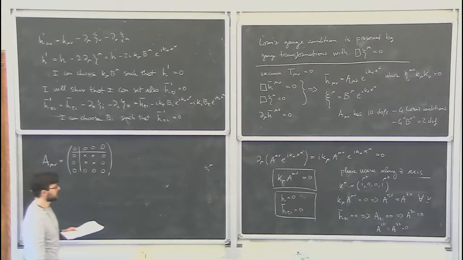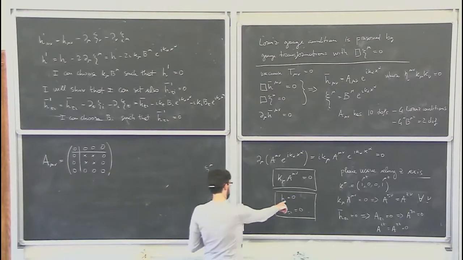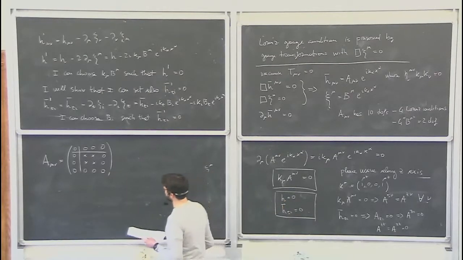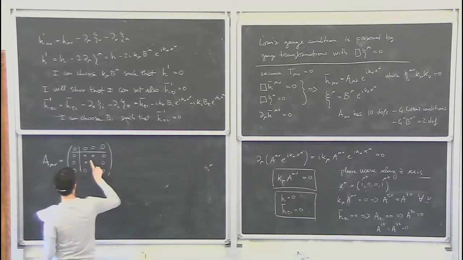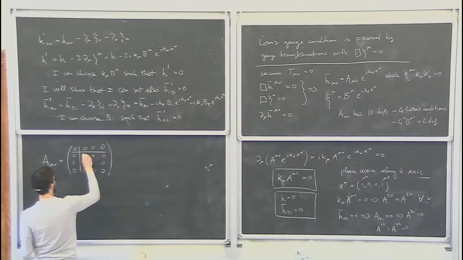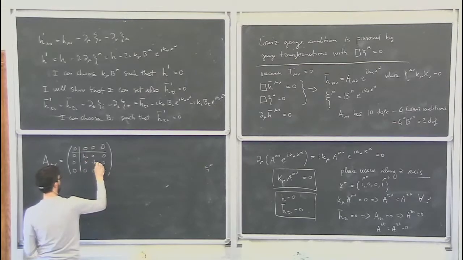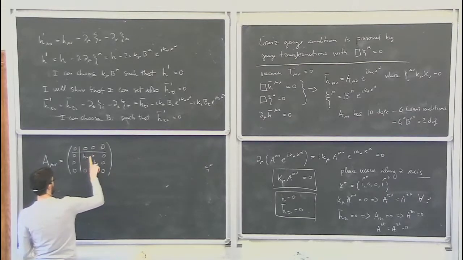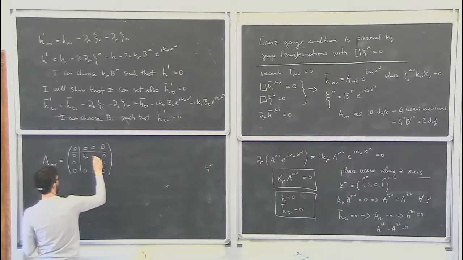But then remember that the trace of the metric perturbation is 0. So these two need to be opposite. So let me call this H plus and minus H plus. And then these two components can be non-zero, and let me call them H cross.